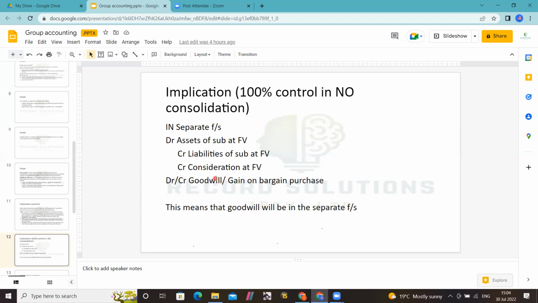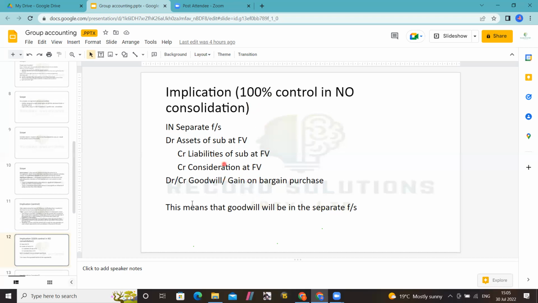And then we have this credit consideration at fair value, right? So we have to credit the consideration also at fair value. And this consideration, like I said last time, there are a lot of types of consideration. You can use assets as consideration, you can use cash as consideration, or you can use instruments, right? So things like shares, bonds, or even a loan. A loan is an instrument, so you can use assets, cash, or instruments. Then that's consideration, and it may also be at fair value, right?